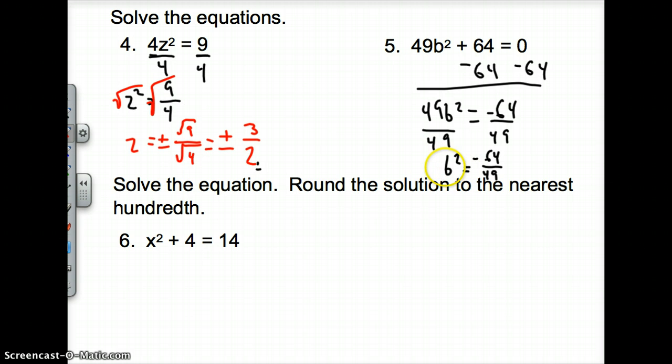How do you undo a square? You have to square root both sides. You have to square root to undo a square. Well, again, we have a negative.